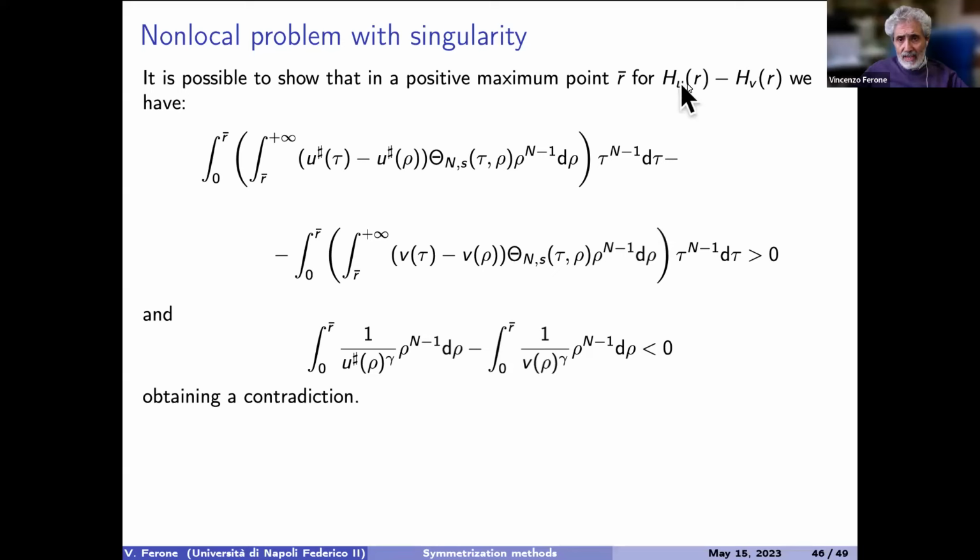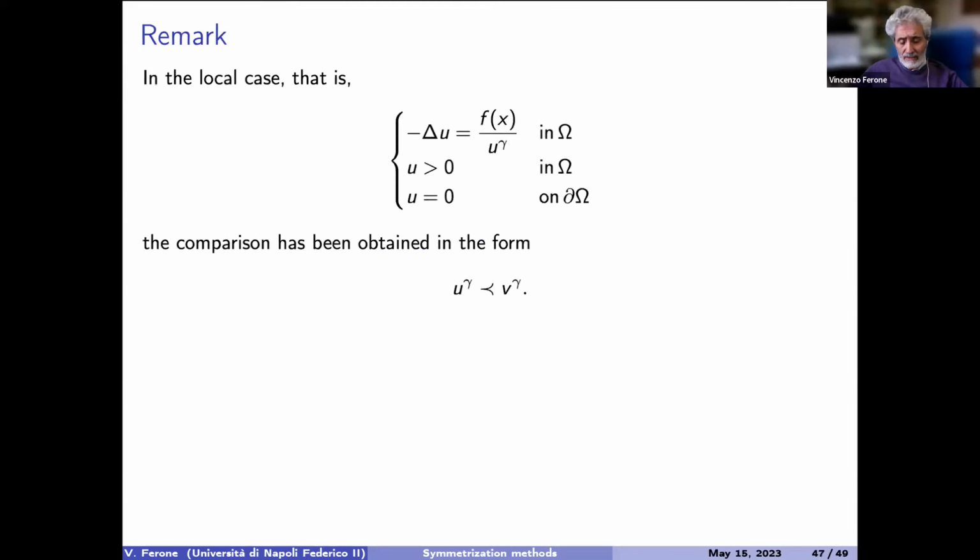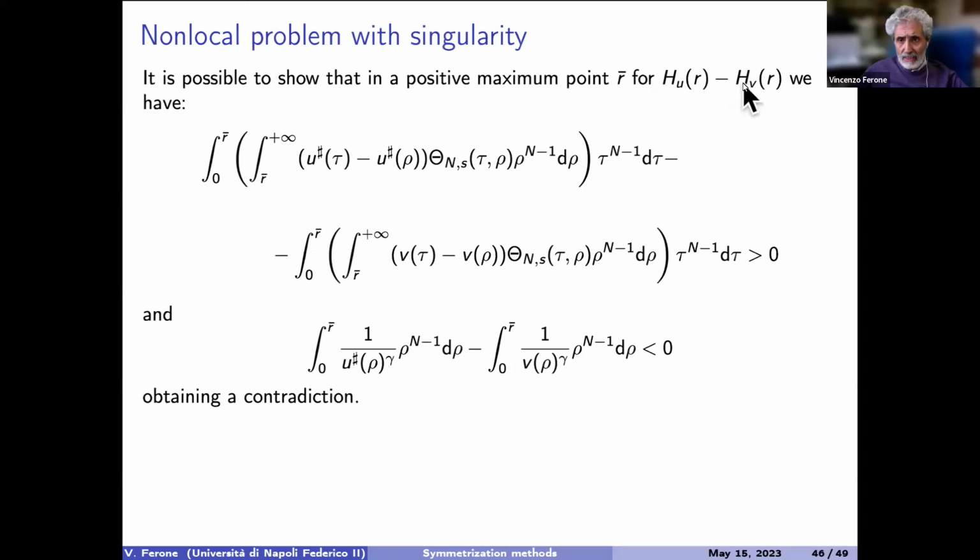So this means that h_u minus h_v cannot have a maximum point, so this is always less or equal than 0. And so, being always less or equal than 0, if I recall the definition, this means that u is majorized by v.